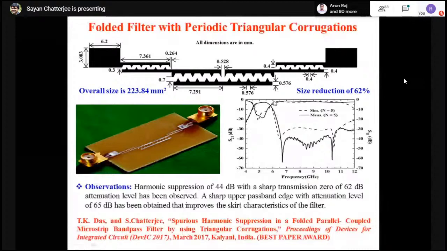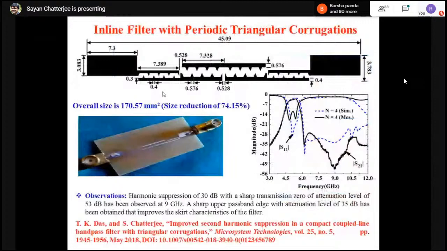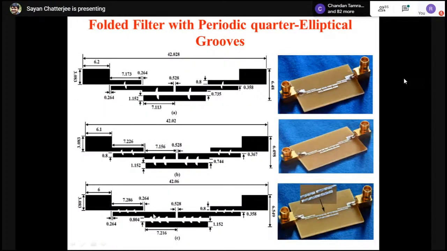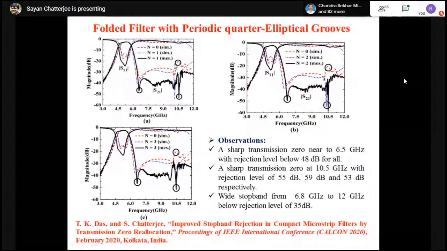And with a half circle, or we can say quarter elliptical grooves, the idea is to remove the sharp periodic structures that we have already used here. It is better if you have a very smooth curve. That's why we are changing our design to these quarter elliptical grooves with different dimensions. You can see folded structures, there are three different designs, one having a certain height, one a certain thickness, and this one is very small. You can see the comparative results, a very good improvement in the harmonics. These harmonics are without any indentations, and the harmonics get very good rejection with very sharp roll-off.